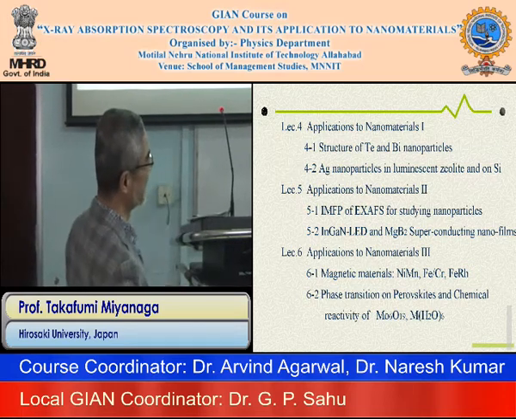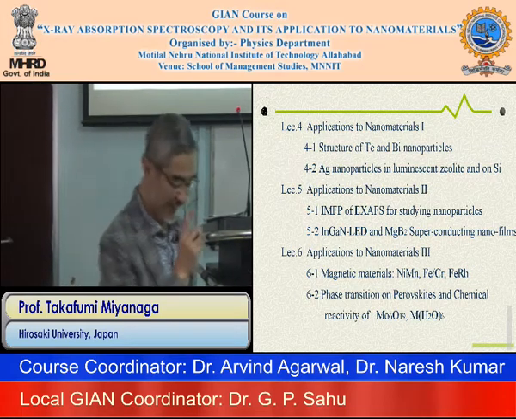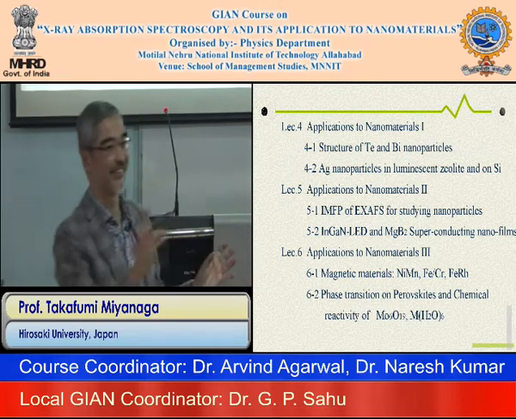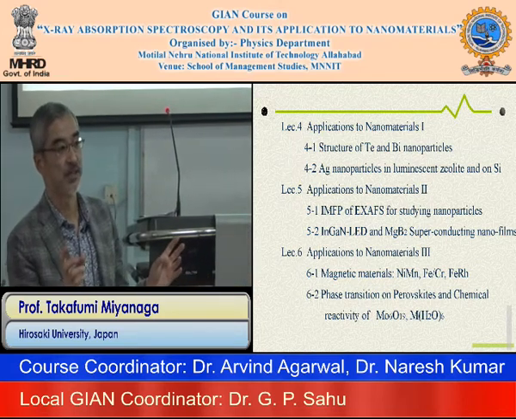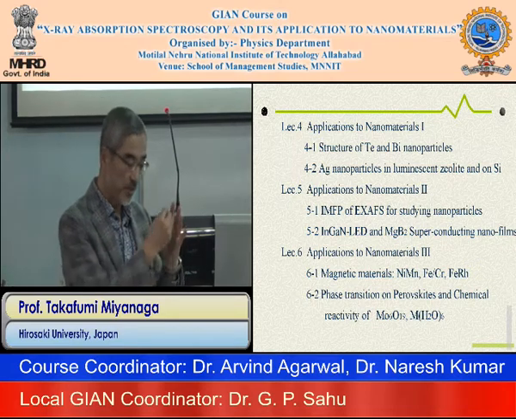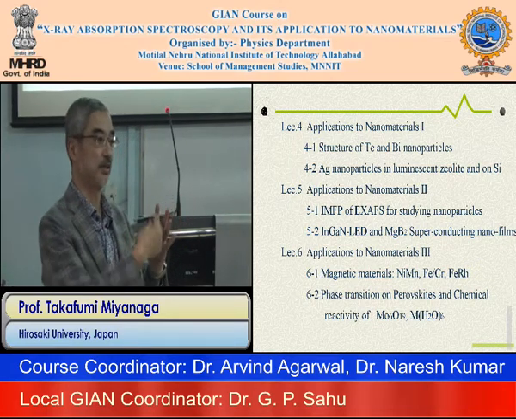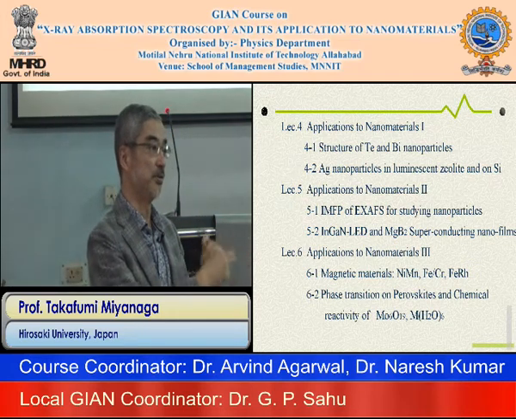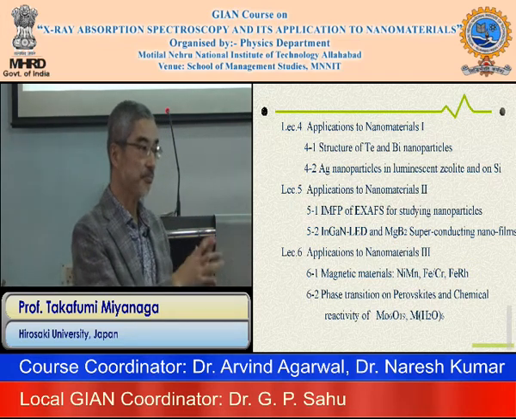But that is difficult to distinguish from the atomic part. Zero-dimensional is an electron moving in the space. In atomic space, in the atoms, there is no moving electron.